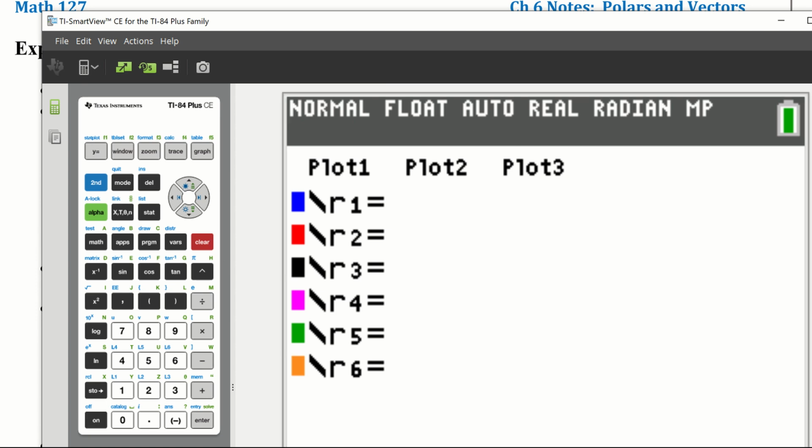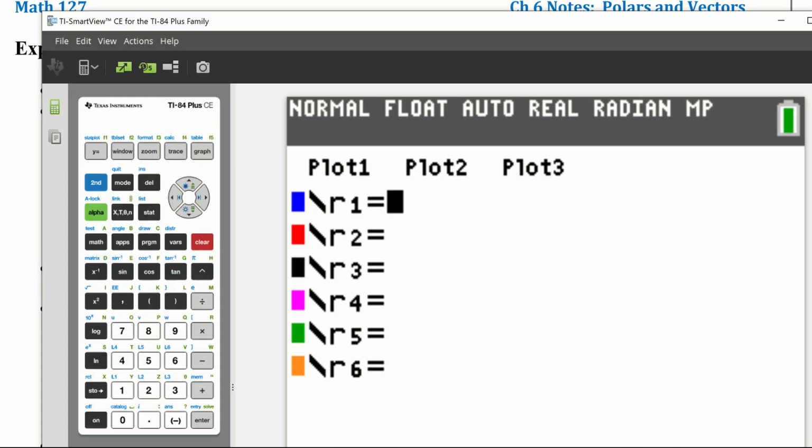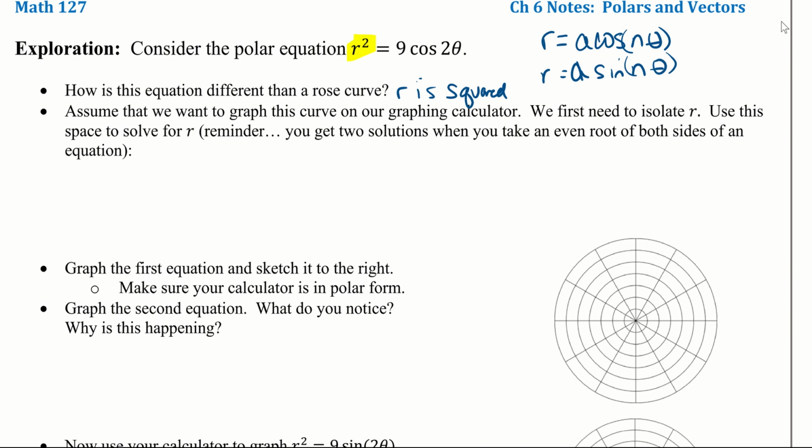So, okay, now what I want to do this time is I want to be able to graph this, but in my calculator, it just says r. It does not say r squared. So I need to isolate r. So I'm starting off with r squared is equal to 9 cosine of 2 theta. But I need to isolate r, so I'm going to go ahead and square root both sides.